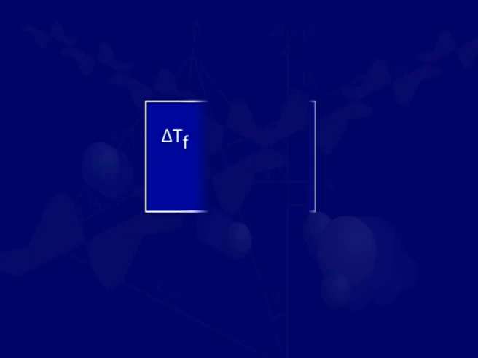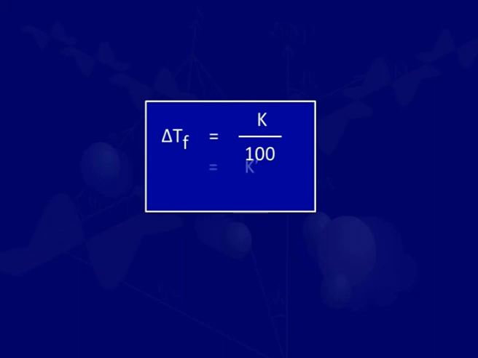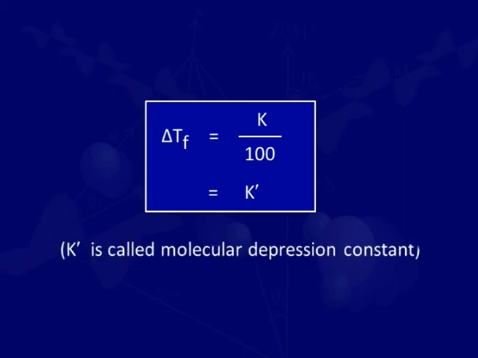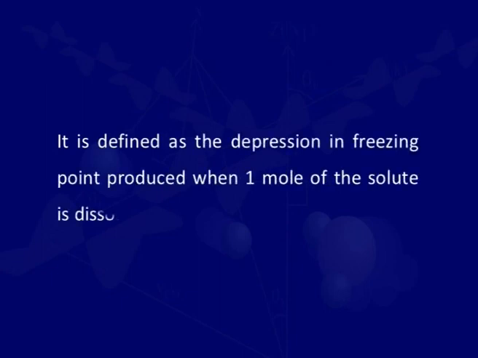If we dissolve 1 mole of the solute in 100 grams of solvent, we will get delta Tf is equal to k upon 100. Here k dash is another constant which is equal to k upon 100. This k dash is known as the molecular depression constant. K dash, that is the molecular depression constant, is defined as the depression in freezing point caused when 1 mole of solute is dissolved in 100 grams of solvent.